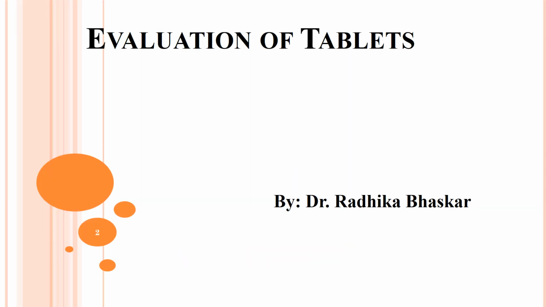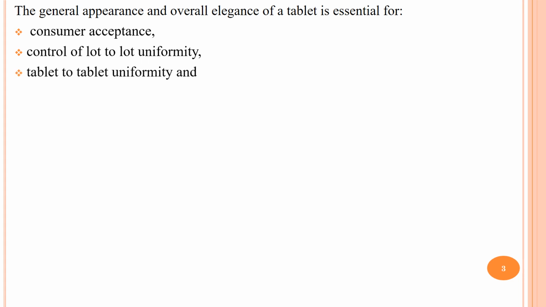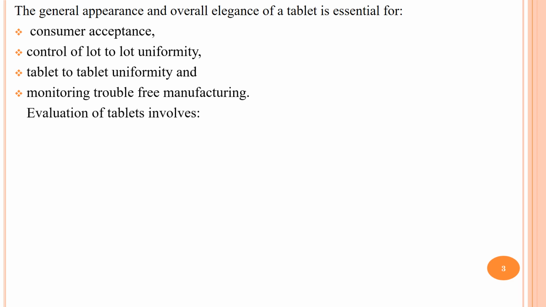This video is all about the evaluation of tablets. The general appearance and overall elegance of a tablet is essential for consumer acceptance, control of lot-to-lot uniformity, tablet-to-tablet uniformity, and monitoring trouble-free manufacturing.